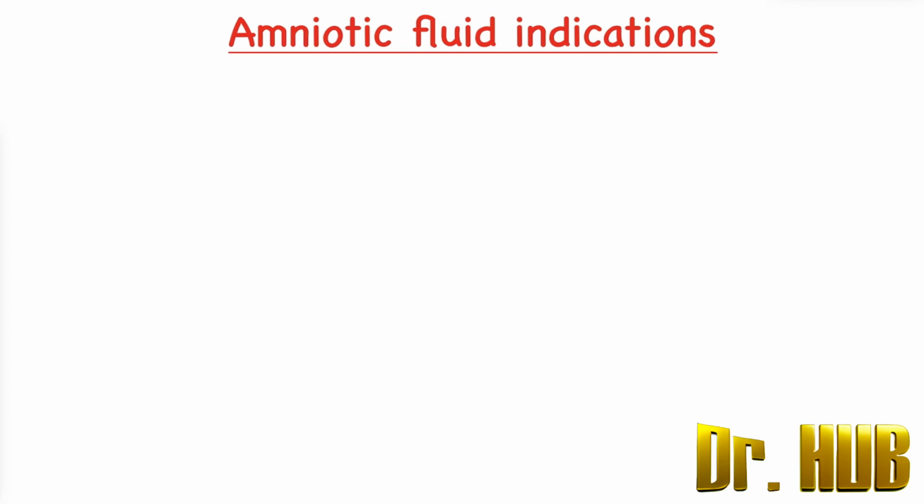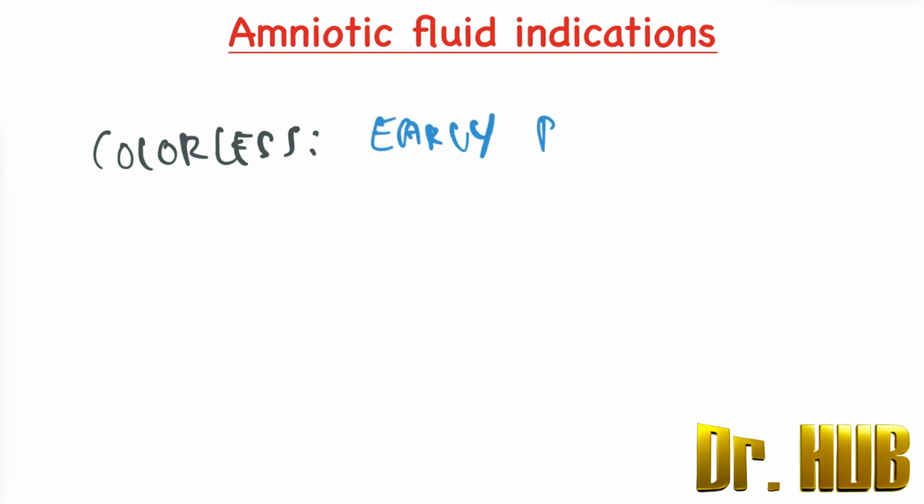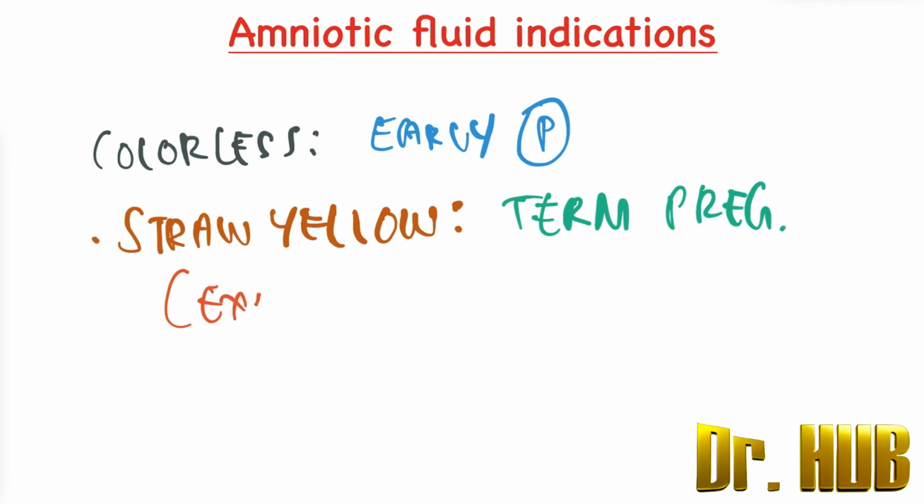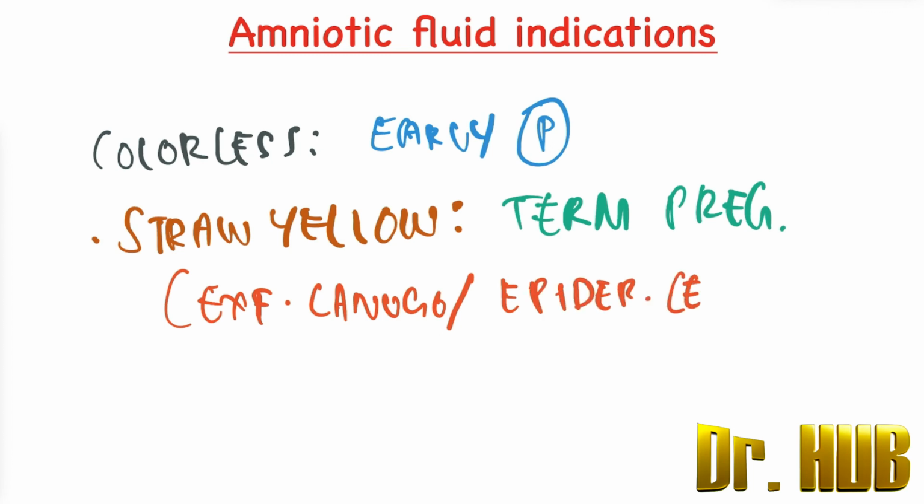In terms of the amniotic fluid being colorless, colorless means it is an early pregnancy. Straw yellow means there is a term pregnancy, and there is exfoliated lanugo and epidermal cells from fetal skin.